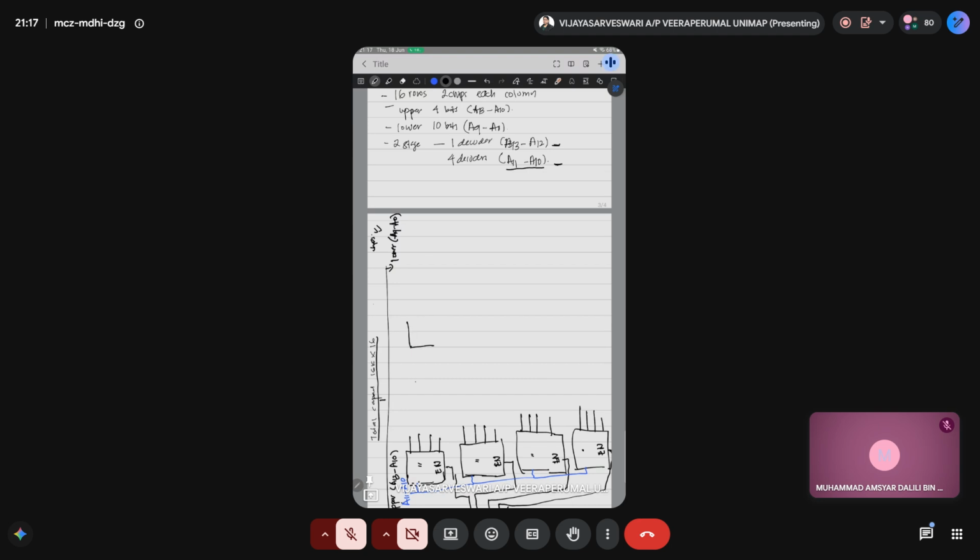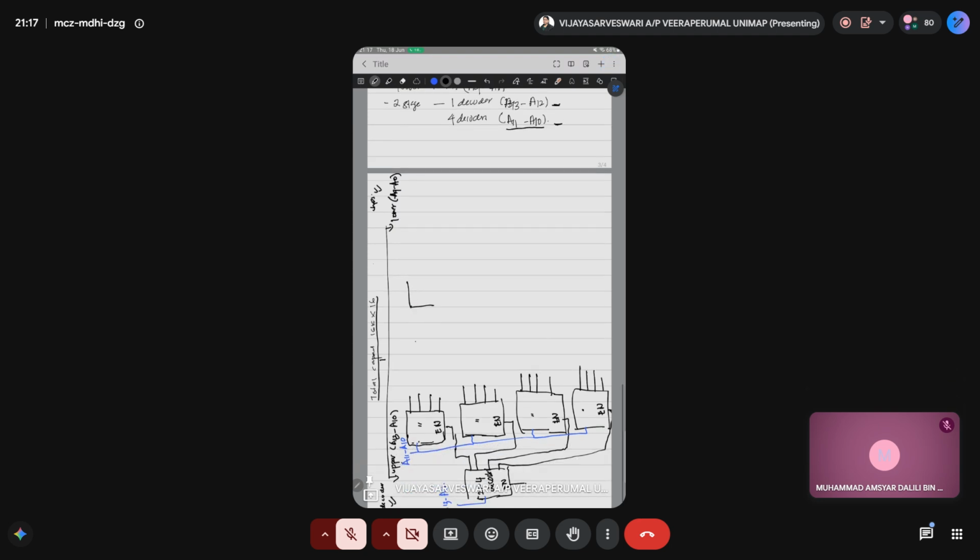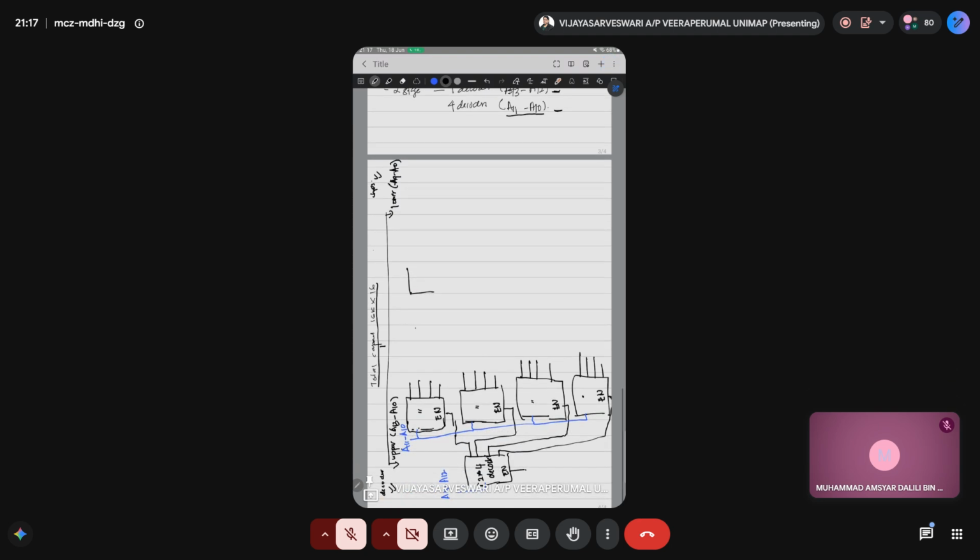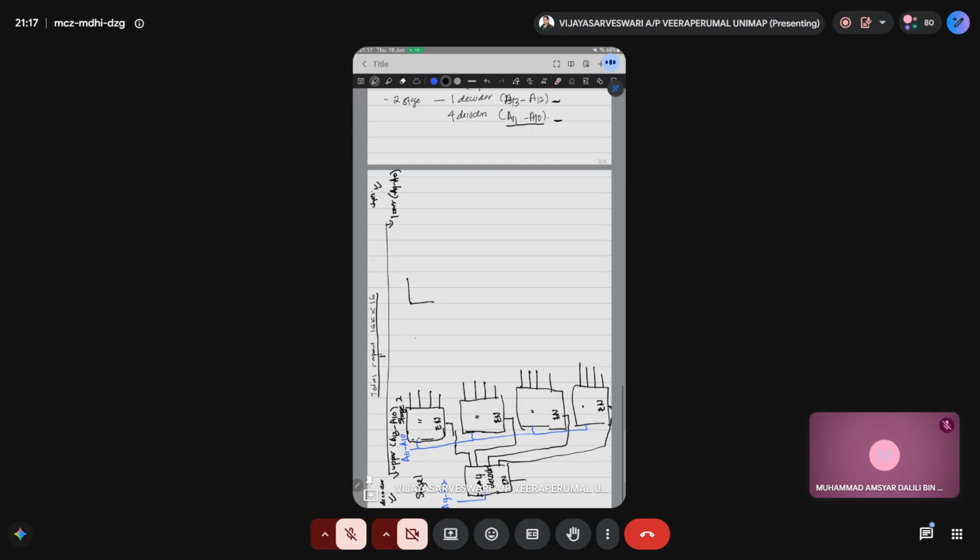Madam. Ya. Yang atas tu yang 2 stage tu, dia atas pertama ya 1 decoder, yang bawah ya 4 decoder, yang 1 decoder tu macam mana nak dapat? Ni 1 decoder, ni 1 decoder. This is our first stage. Stage 1. This is your stage 2. Dia mesti akan 1 decoder ke? Atau dia akan ubah-ubah? Bukan, you have to start with 1.